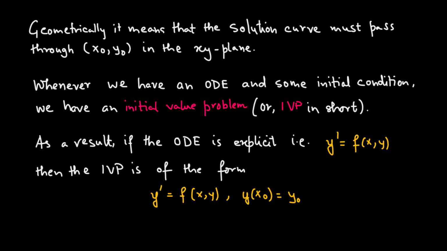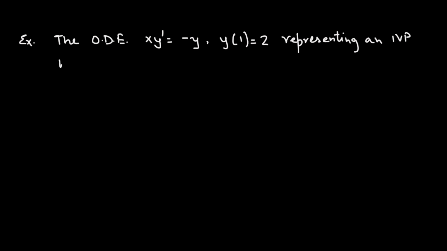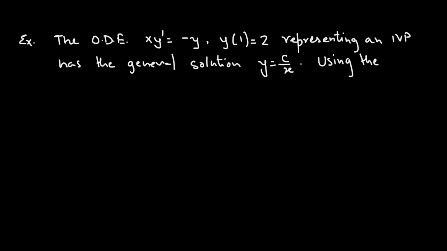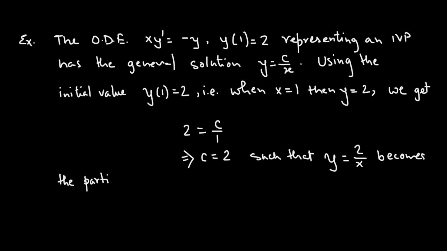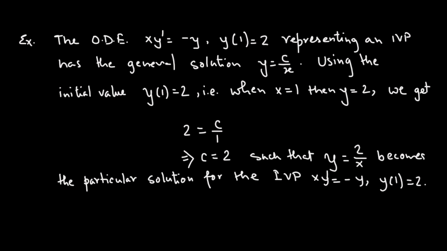Let us consider an example. The ordinary differential equation x times y prime equals negative y, with y of 1 equals 2, represents an initial value problem with the general solution y equals c over x. Using the initial value y of 1 equals 2, that is, when x equals 1, then y equals 2, we get 2 equals c over 1. Solving for c, we get 2. Such that y equals 2 over x becomes the particular solution for the initial value problem x times y prime equals negative y, for y of 1 equals 2.